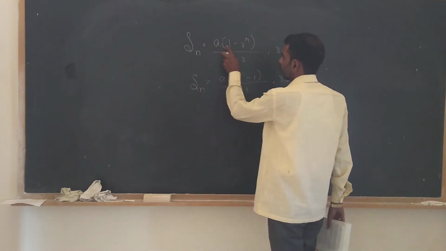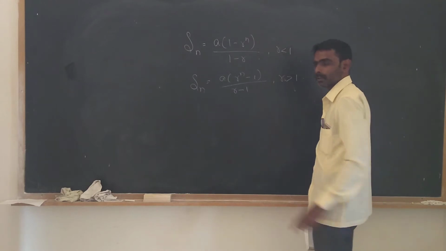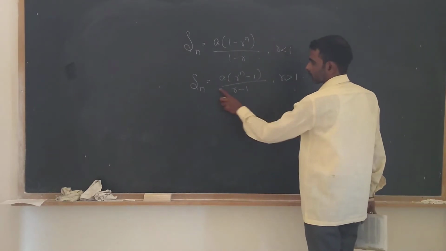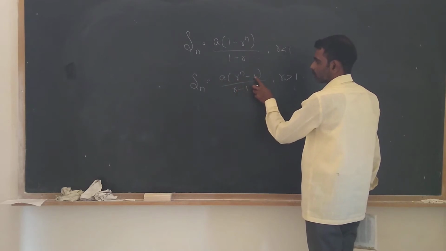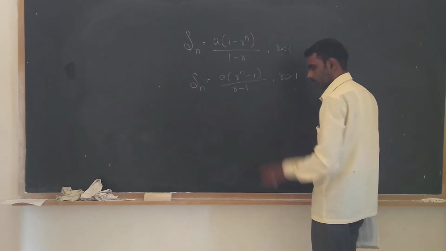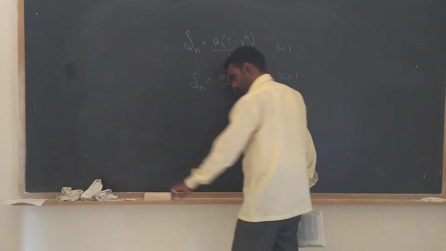Sn = a(1 - r^n)/(1 - r) if r is less than 1, and Sn = a(r^n - 1)/(r - 1) if r is greater than 1.